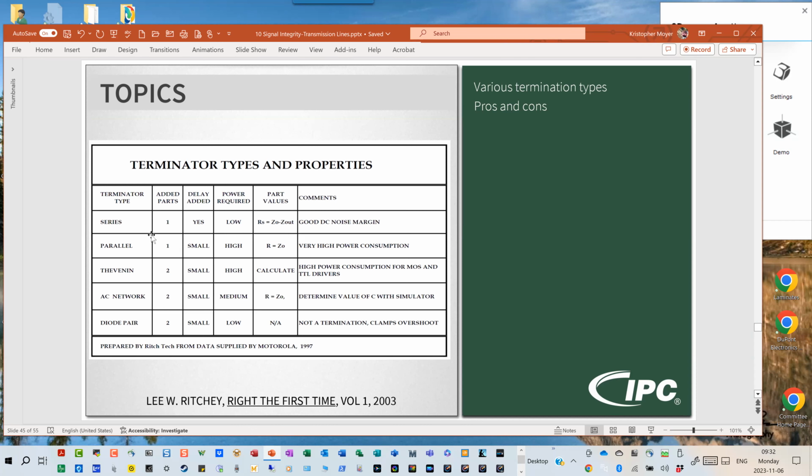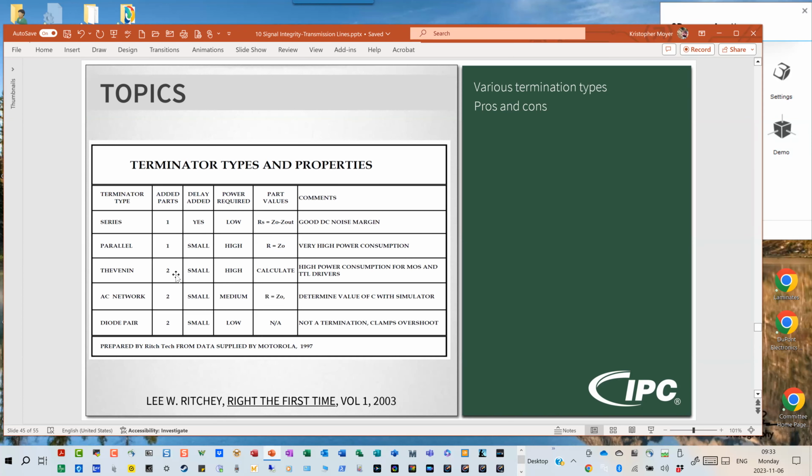The parallel termination, again, only one part added, very small delay added, but very high power. Again, and how to calculate the value. So the RS for the series termination resistor is simply Z naught minus Z out, like we just talked about. The R for the parallel is simply equal to Z naught. You basically make the parallel termination equal to the characteristic impedance. But it has very high power consumption.